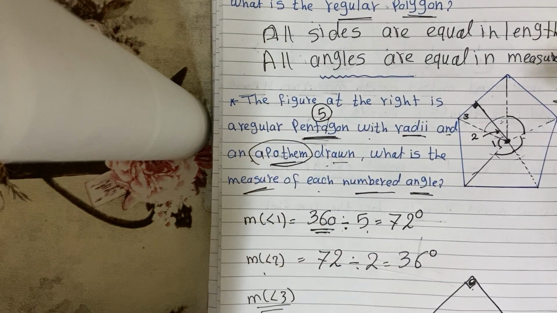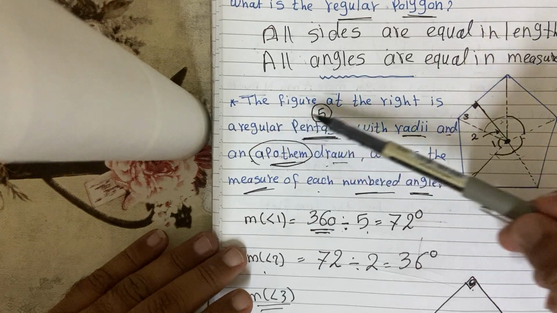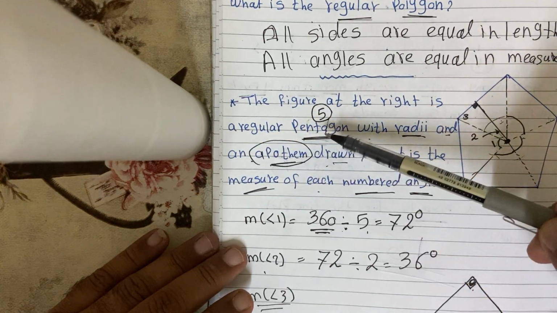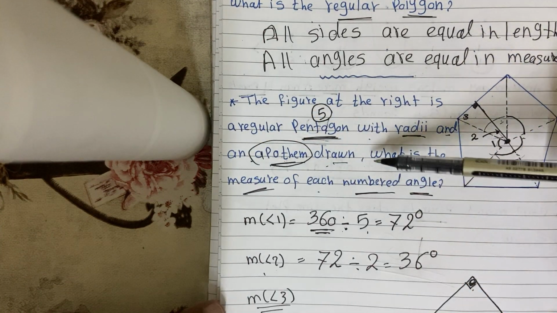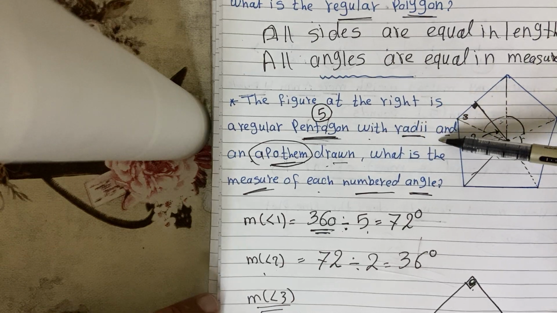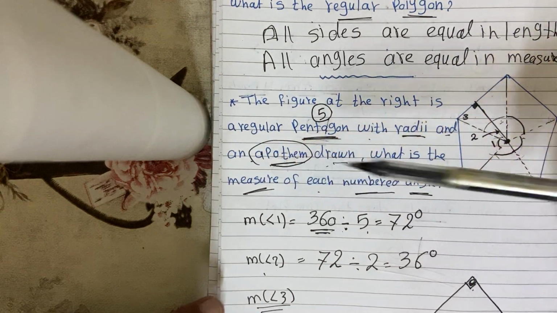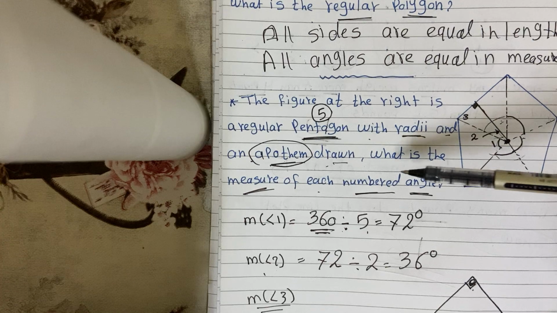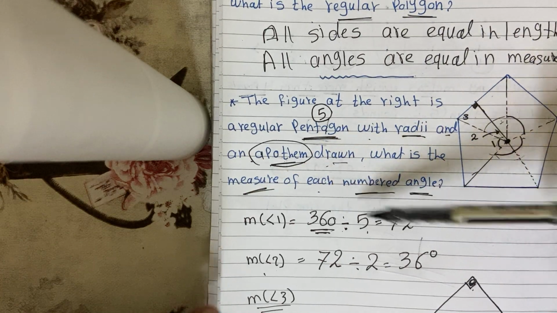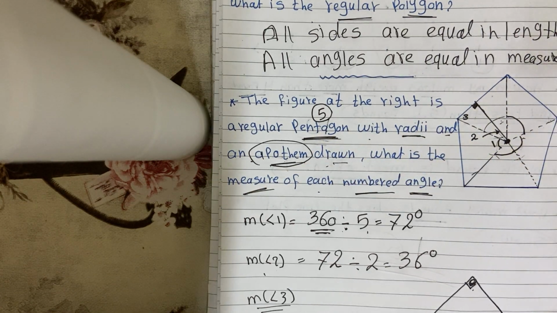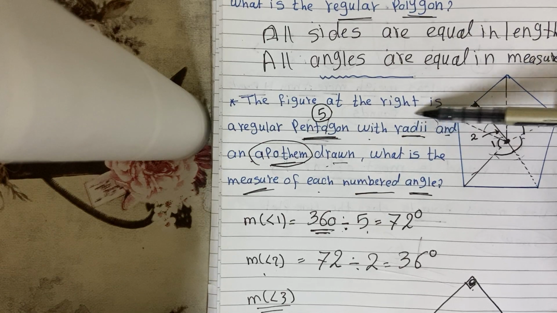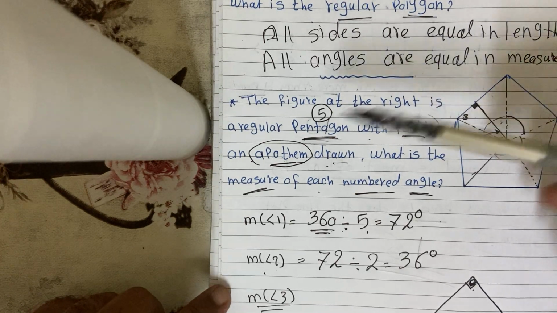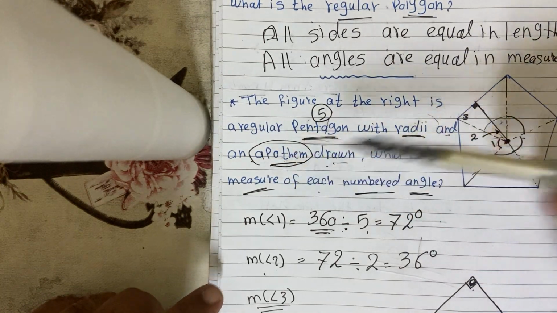Let's start the first exercise. The figure at the right is a regular pentagon with radii and an apothem drawn. What is the measure of each numbered angle? First, we need to know what is the radii and what is the apothem.